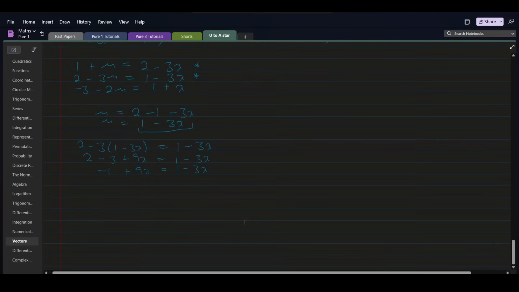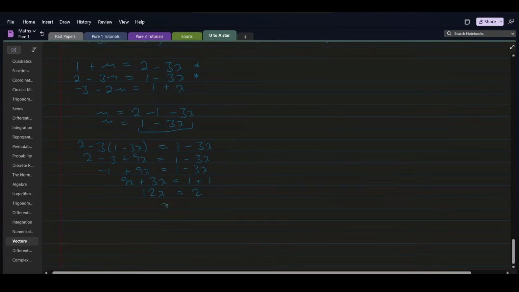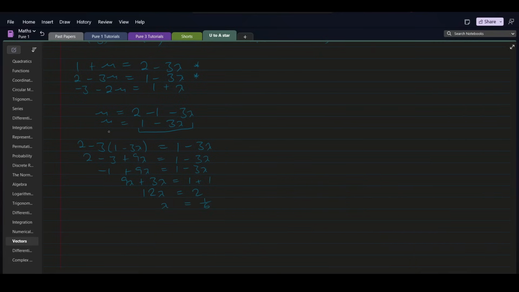Now let's make lambda the subject of the formula. So we've got 9 lambda plus 3 lambda is equal to 1 plus 1. So this is 12 lambda is equal to 2. Divide both sides by 12. Lambda is equal to 1 over 6. So now that we have lambda, we can evaluate mu. Mu is equal to 1 minus 3 times lambda, which is 1 over 6. Let's punch this into our calculator: 1 minus 3 times 1 over 6, and this gives us 1 over 2.